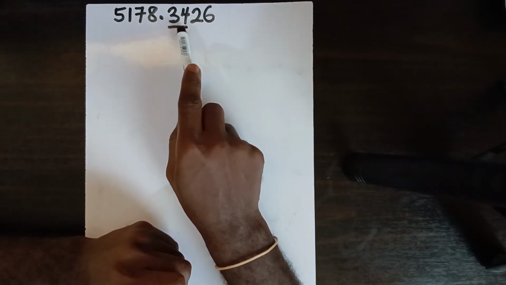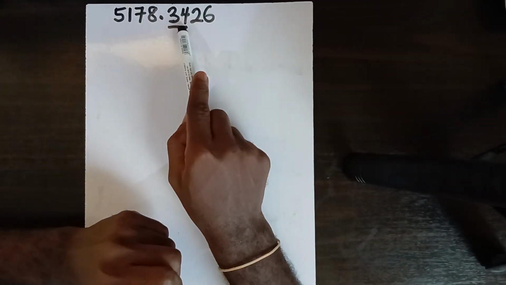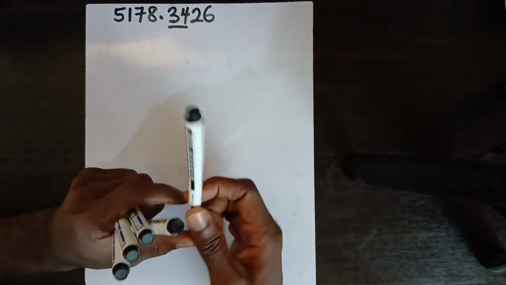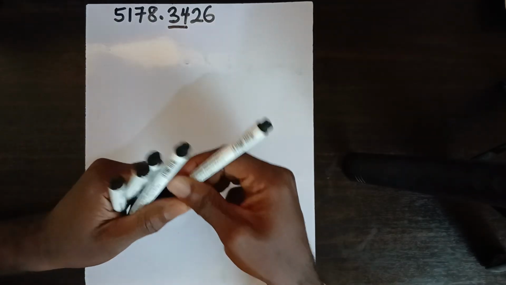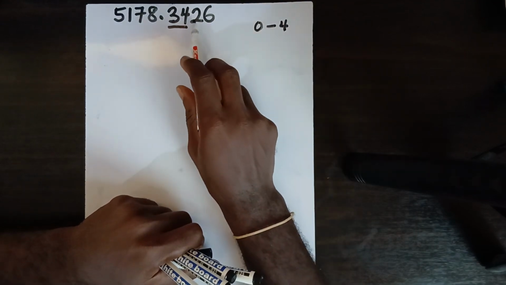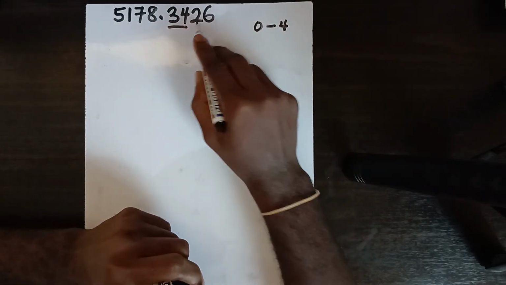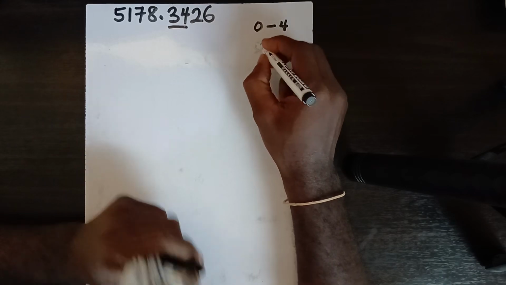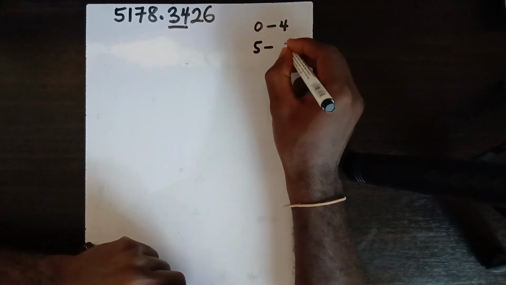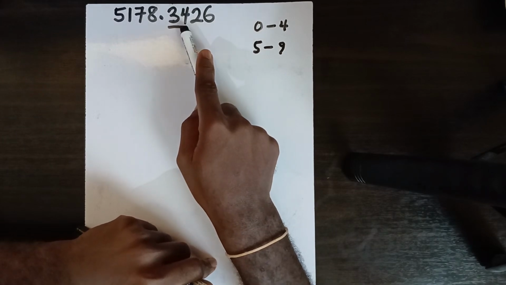So we count the first 2 decimal places. This is first, this is second. Then we look to the right of the last required decimal place and consider that number. So 2. If it is part of the set 0 to 4, we won't add anything to the last required decimal place. But if this number was among the set 5 to 9, then we would have to add 1 to the last required decimal place.